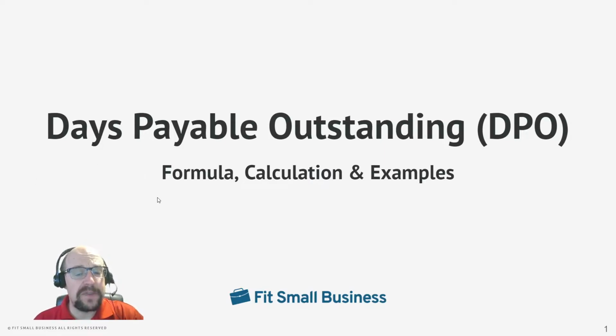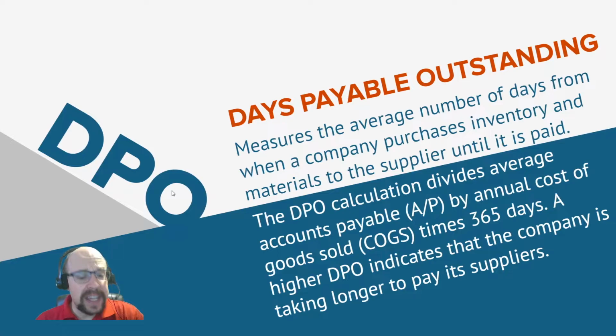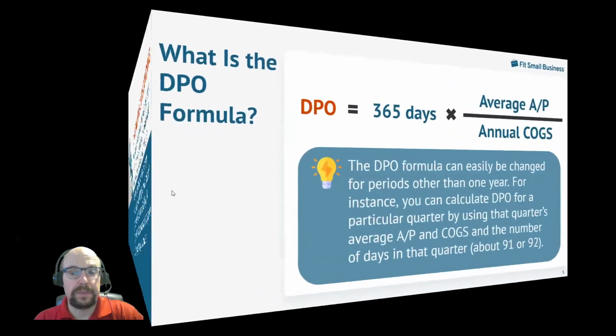I've been a CPA for 26 years, and today I want to teach you about the Days Payable Outstanding measure. It's a very easy measure to understand. It's simply the number of days it takes you from the time you purchase your inventory until you pay your supplier. So how do we calculate it? We calculate the average accounts payable. We divide that by your annual cost of goods sold and take that times 365. That will give you the number of days it takes to pay your suppliers.